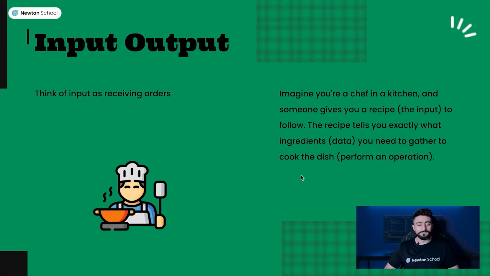So let's start. Think of input like receiving orders. You are receiving the order from your client. Let's say you are in the kitchen, and you are taking the order from a person who has come to a restaurant, saying okay, I want this, I want that. Similarly, in the code, you are receiving the order as a user input.